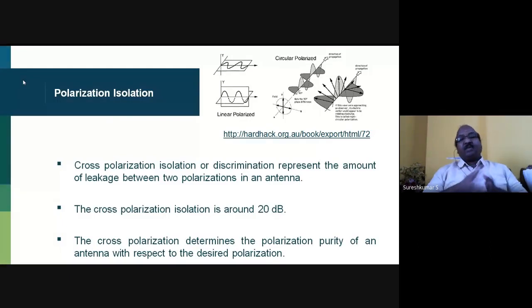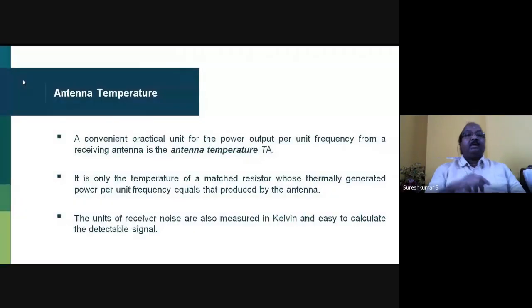Okay, this is also an important parameter in a radio telescope which needs to be considered, the polarization purity, that is one of the parameters. Then the antenna temperature. Okay, so you know that receivers are told in terms of system temperature, Tsys, you would have heard about it. Okay, you take an LNA or a receiver system, we tell them it is so many Kelvin.